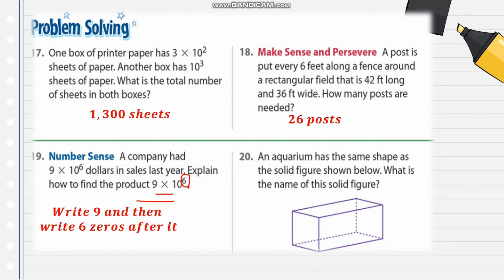Okay? Next, number 20. An aquarium has the same shape as the solid figure shown below. What is the name of this solid figure? That is what we call a rectangular prism.